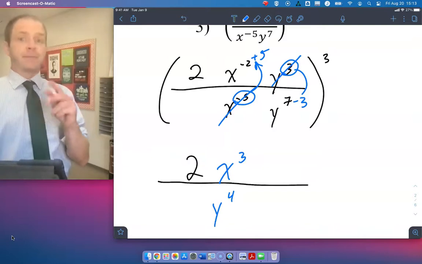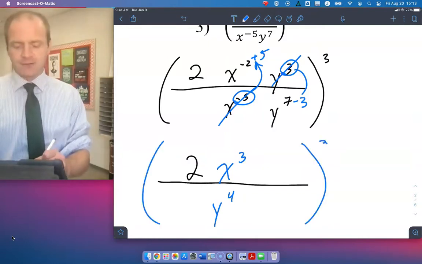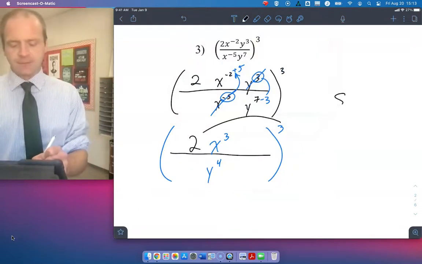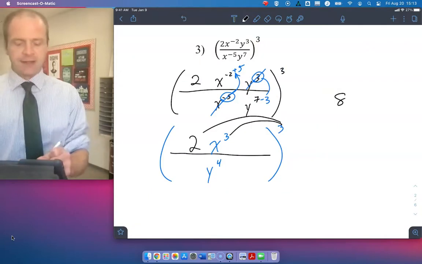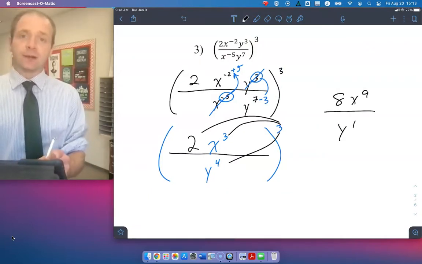But I still have that big parentheses there, don't I? So I need to take the 3rd power of this. Well, 2 cubed is 8. I'm going to multiply, and I'm going to get x to the 9th. And I'm going to multiply, and I'm going to get y to the 12th.